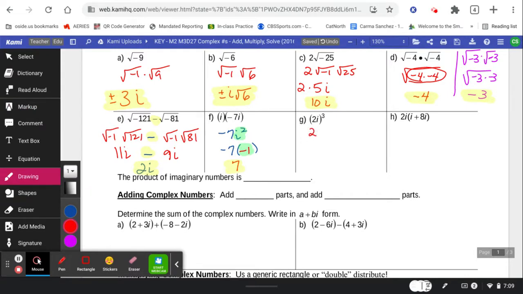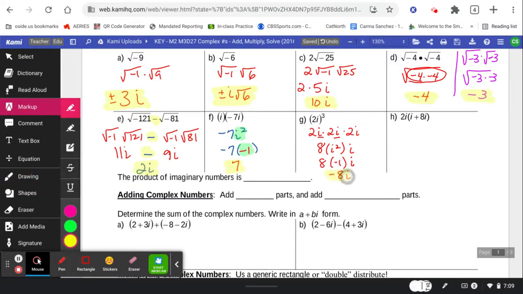Next one is 2i to the third. It's like saying 2i times 2i times 2i. Well, 2 times 2 times 2, that's 8. i times i is i squared. Can't I rewrite that i squared as a -1? Final answer, -8i.